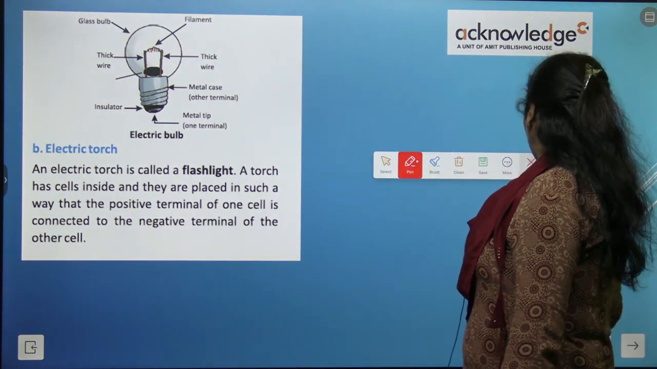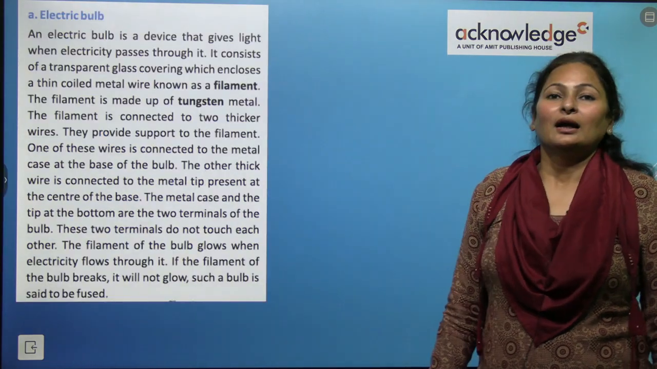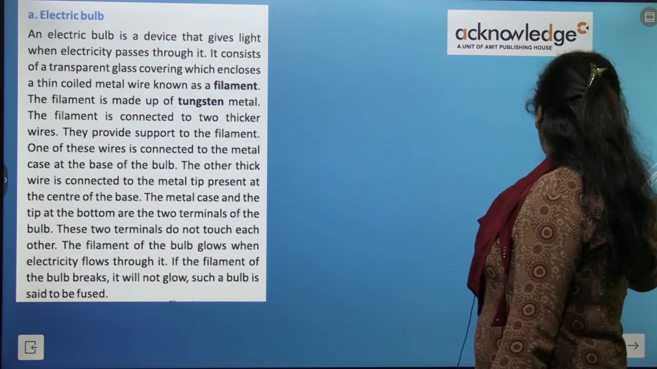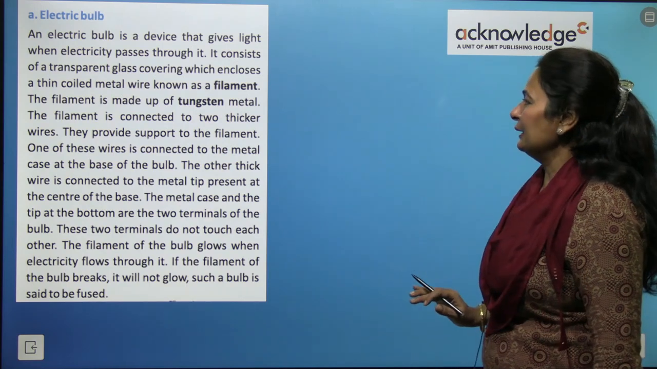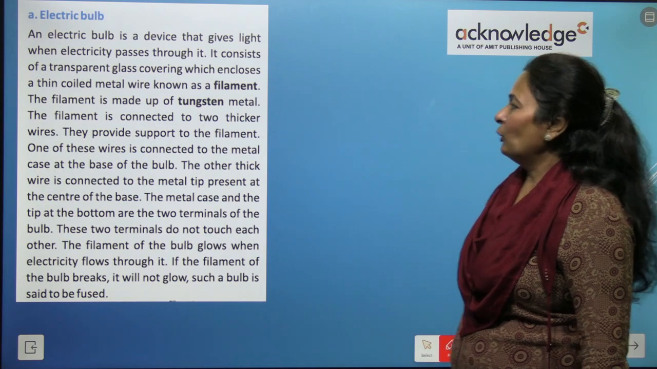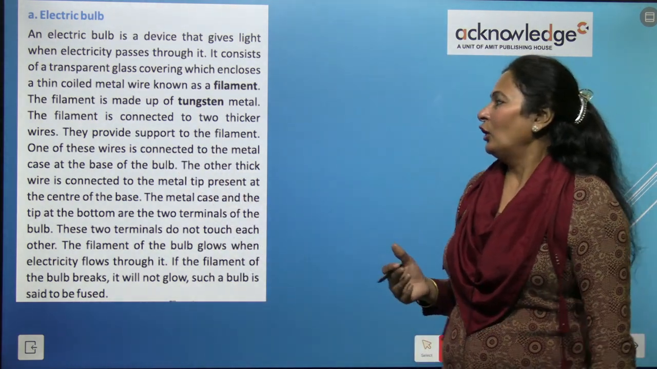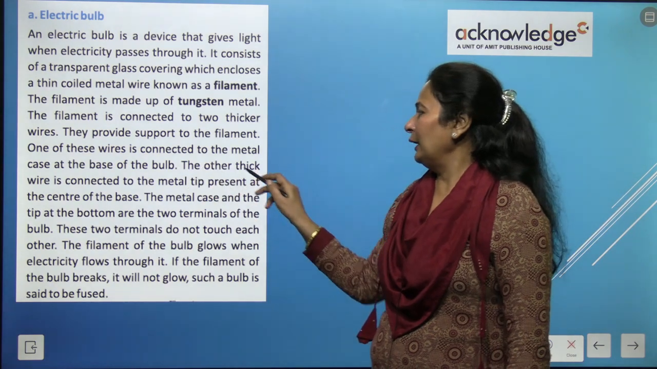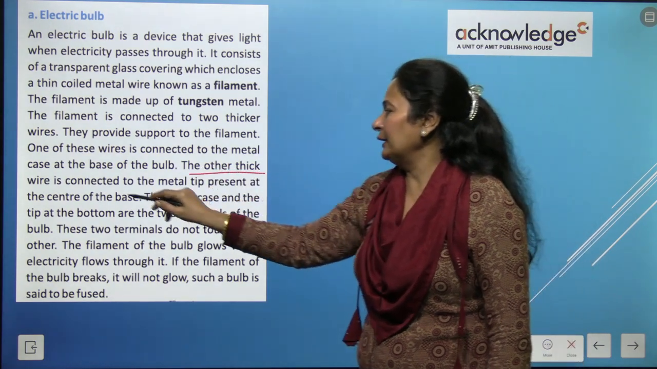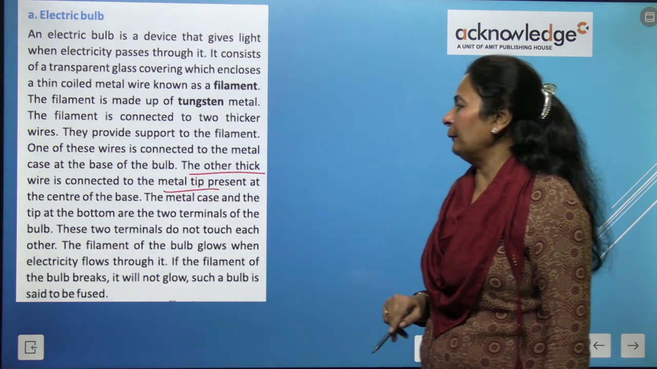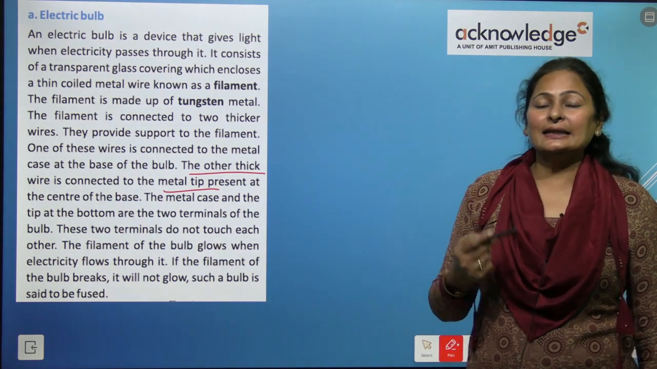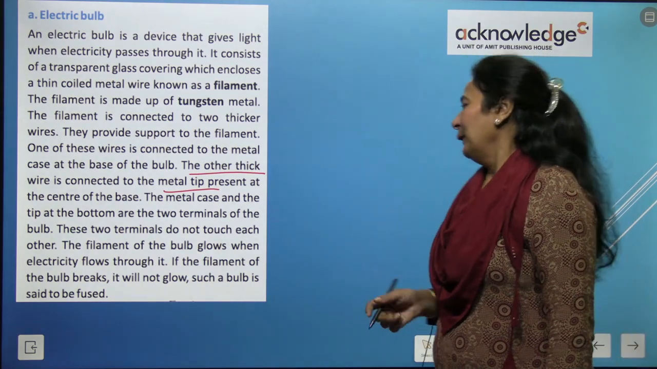So these two thick wires give support to the filament, which is made of tungsten, and one of these wires is connected to the metal case of the base of the bulb, and the other thick wire is connected to the metal tip present at the center of the base.